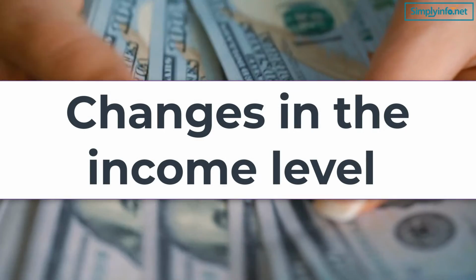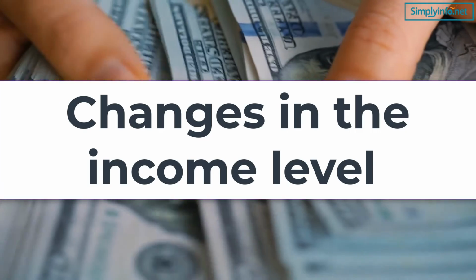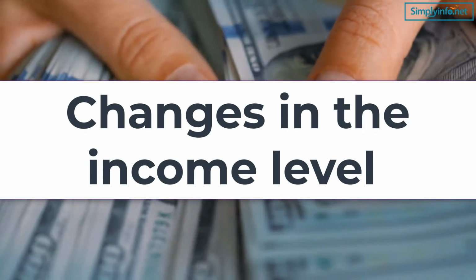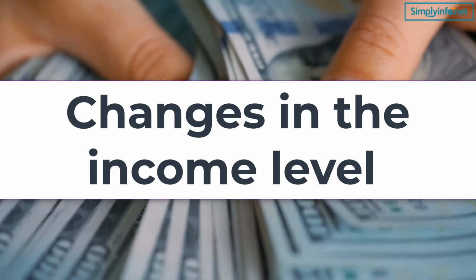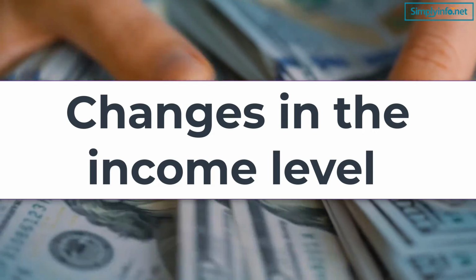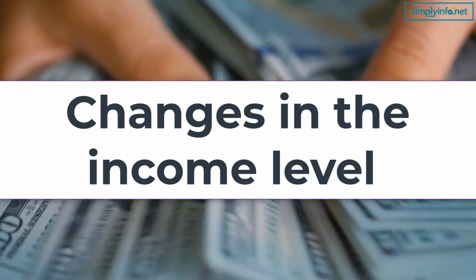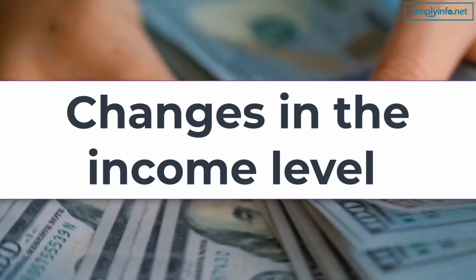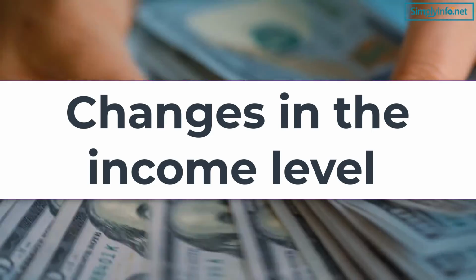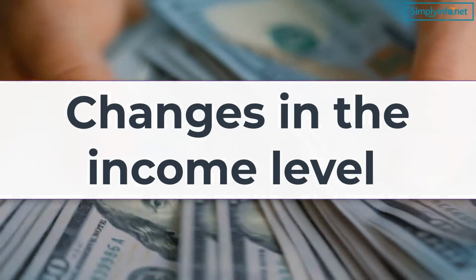For example, changes in the income level. If the good is a normal good, higher income levels will lead to an outward shift of the demand curve, while lower income will lead to an inward shift. When the income is increased, the demand for normal goods and services will increase.